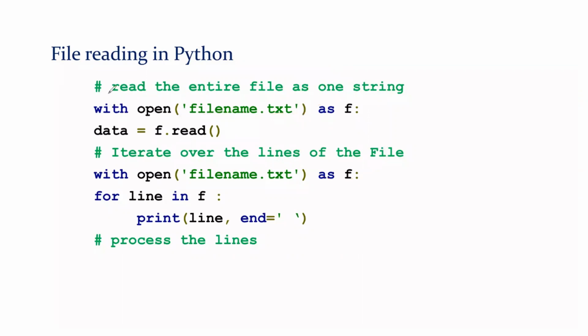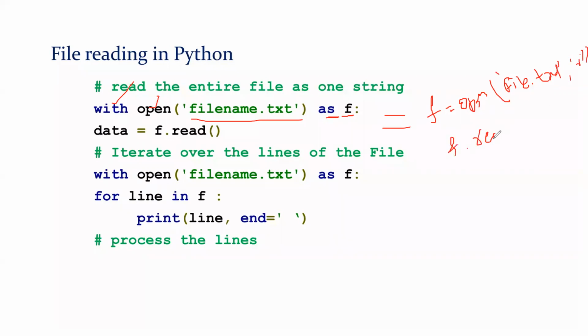And now this is another way, with the open function. Open this one as f, means this is another way. Actually, we can use f equal to open file.txt with read. After that, read each and every character. Both are the same. But here we are going to give aliasing.